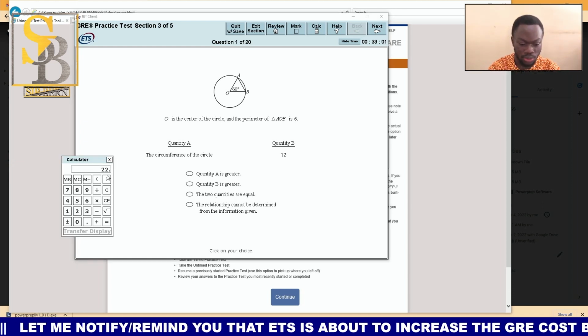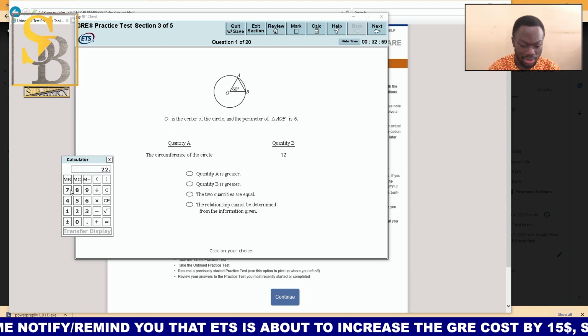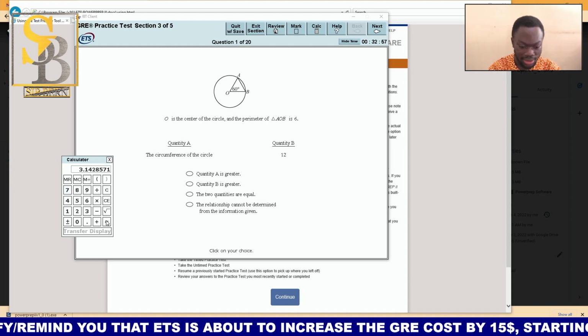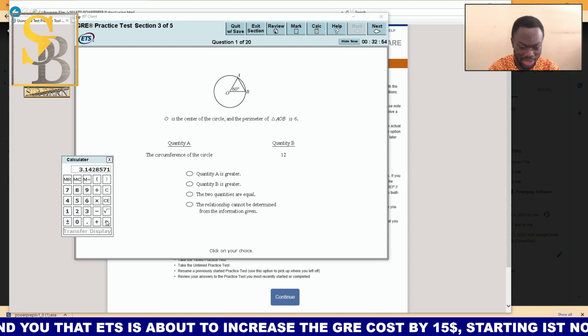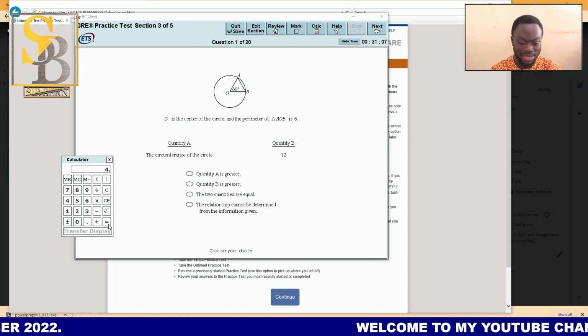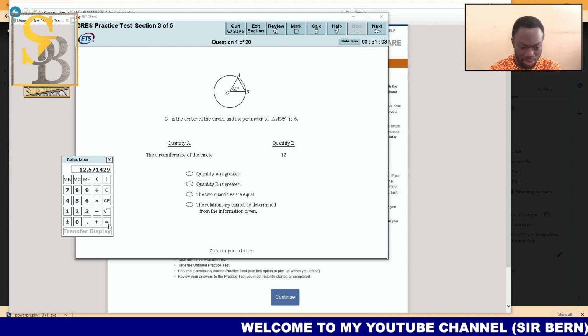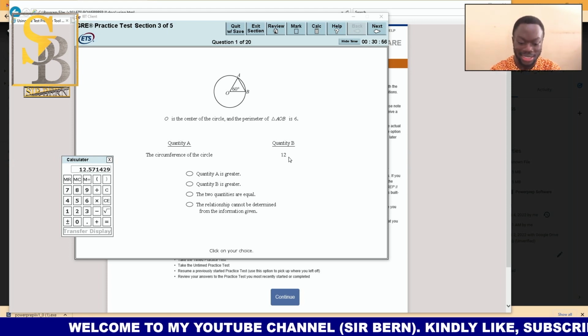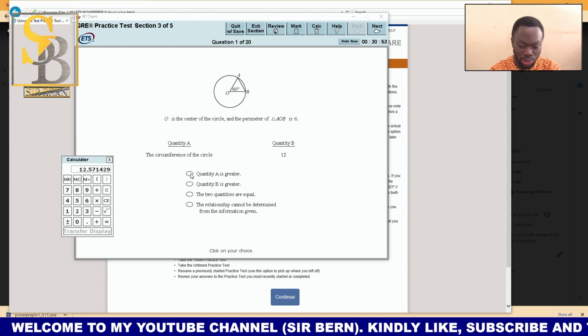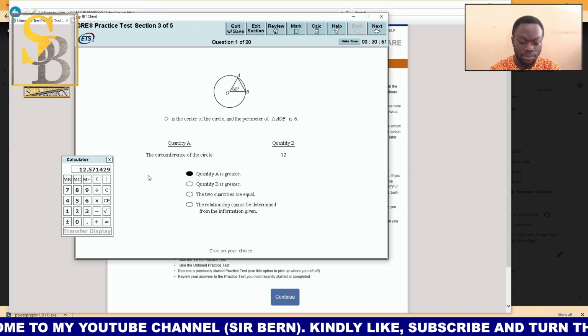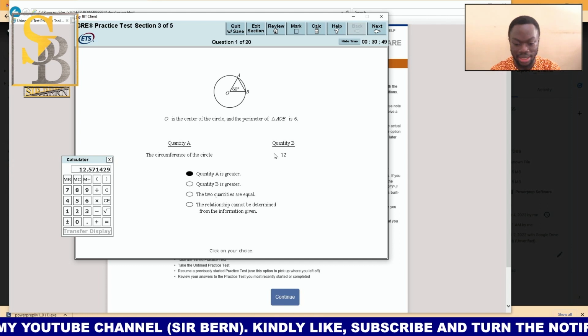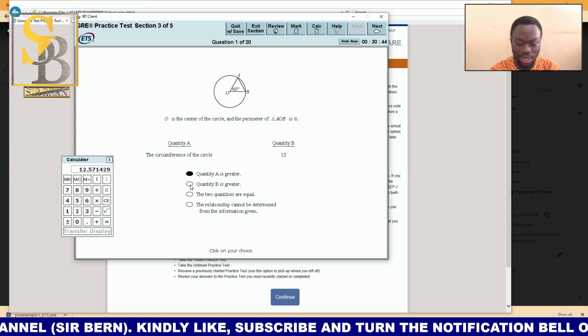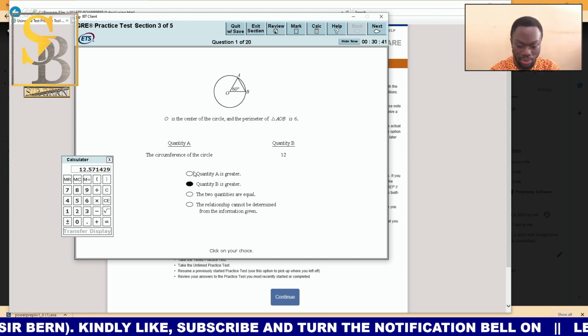22 divided by 7 gives us 3.14285. This times 4 would give us 12.571429. So if this is quantity A, comparing to 12, which one is greater? Of course, we are saying quantity A is greater, so you choose that. If maybe after doing it we got 11 here, then it means quantity B is greater, and we select quantity B. So that's how the answers are.